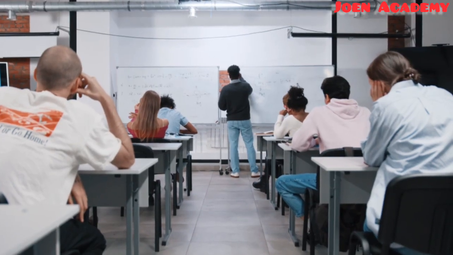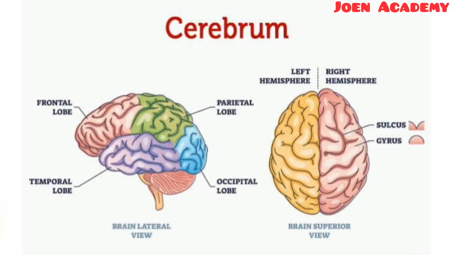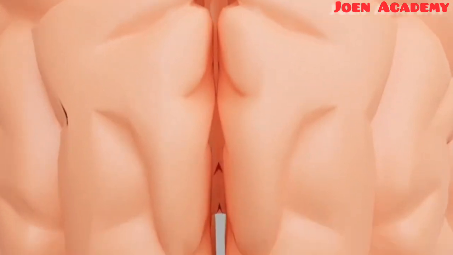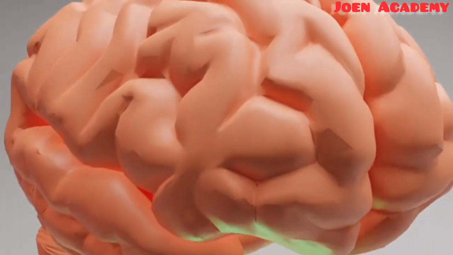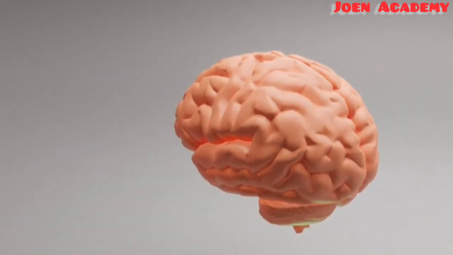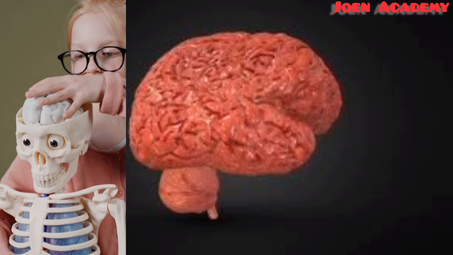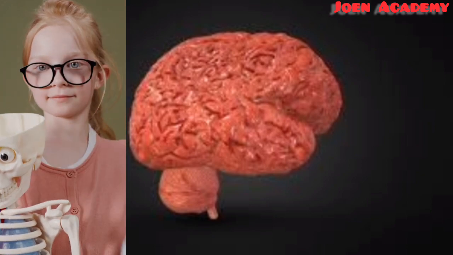Hi friends, let's have a look at the gross anatomy of the cerebrum. The cerebrum is also known as the telencephalon. It is the largest and also the most prominent part of the human brain. The cerebrum takes about 2/3 of the total weight of the human brain. It sits superiorly and anteriorly in the skull.